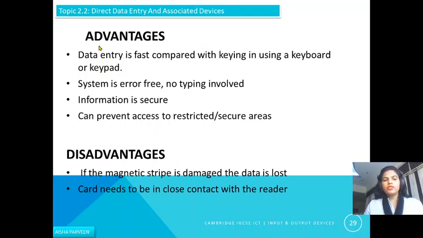What are the advantages of magnetic strip cards? Data entry is fast as compared to entering the data manually with a keyboard. The system is error free because no typing is involved. Information is secure, and it can prevent access to restricted or secure areas also. On the other hand, what are the disadvantages? If the magnetic strip is damaged, the data is lost. Cards also need to be in close contact with the reader.